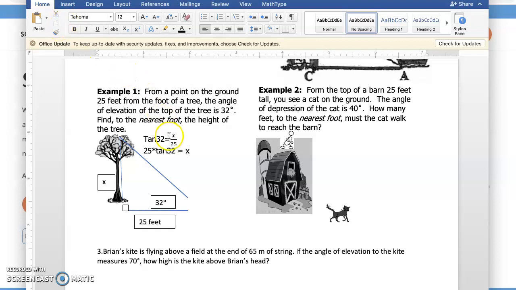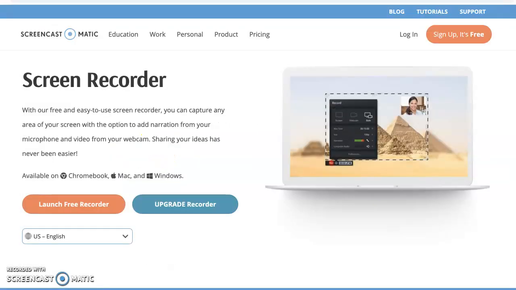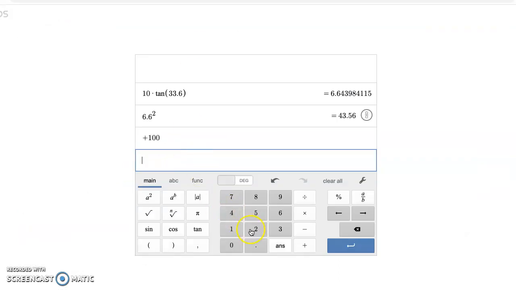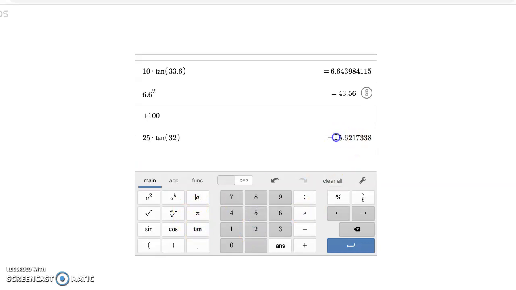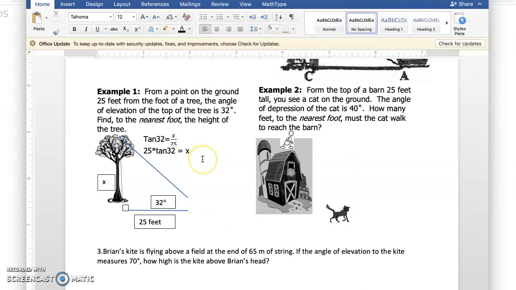Again, I'm just using inverse operations to get x by itself. So when I cross multiply, it's 25 times the tangent of 32. In the calculator, that would be 25 times the tangent of 32 degrees, and that is going to be about 16 feet because it says to round to the nearest foot. So the height of this tree is about 16 feet.